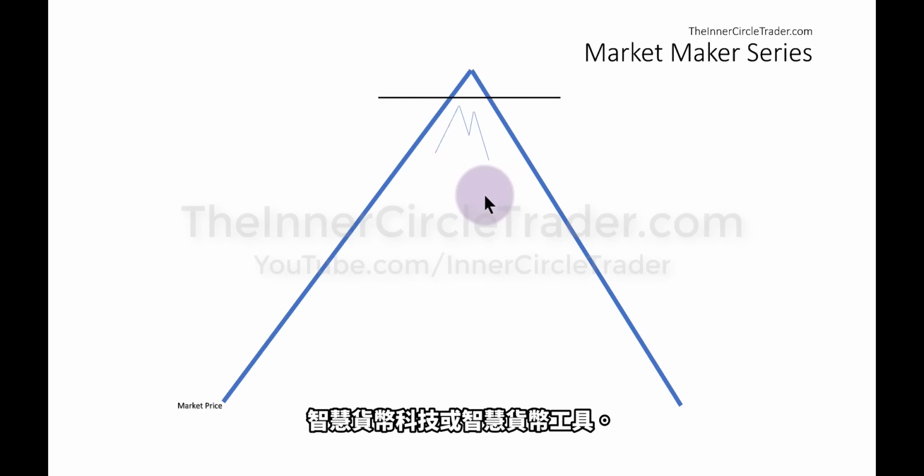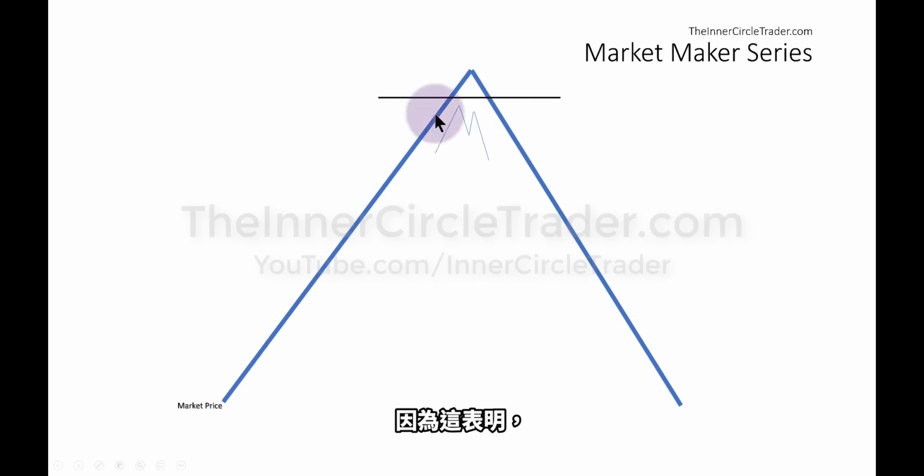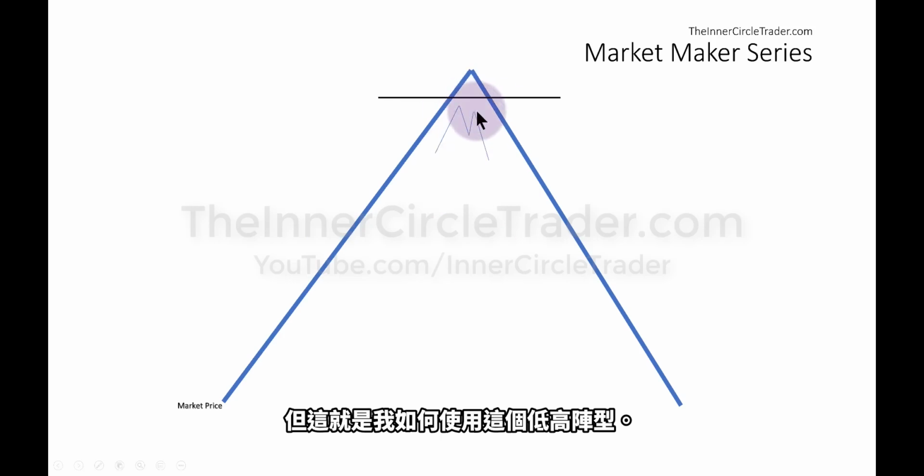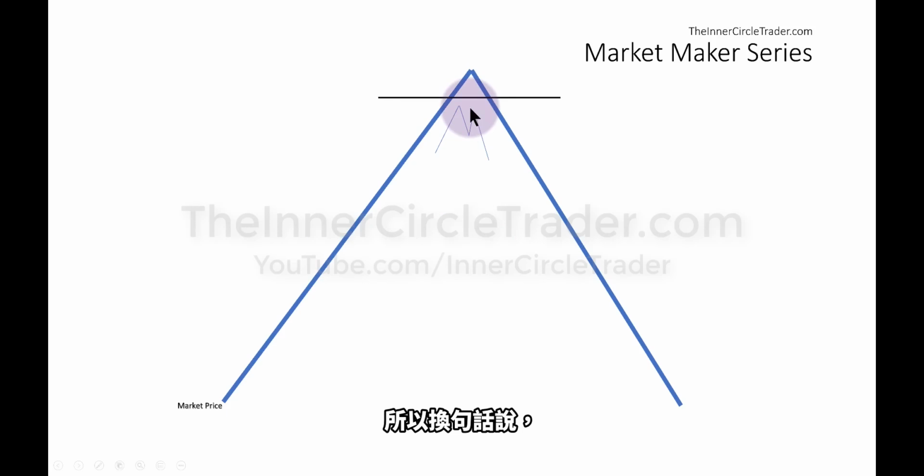Smart money technique or smart money tool. Because what that is indicating is that cable was underlyingly weak from an algorithmic standpoint. It was unable to make a higher high where euro was. And I'm speaking hypothetically, obviously, but that's how I would use this lower high formation.